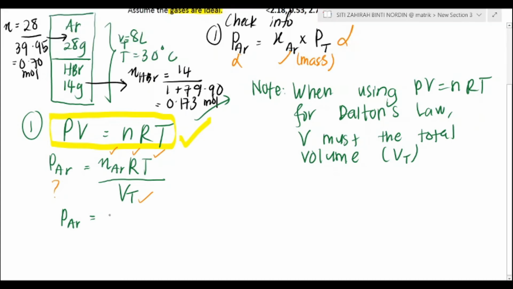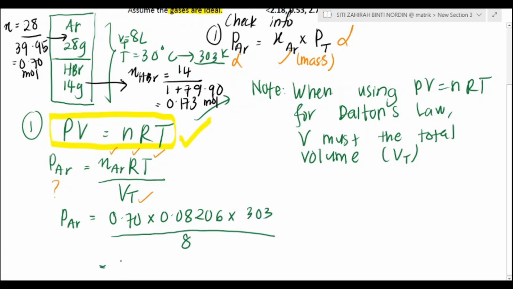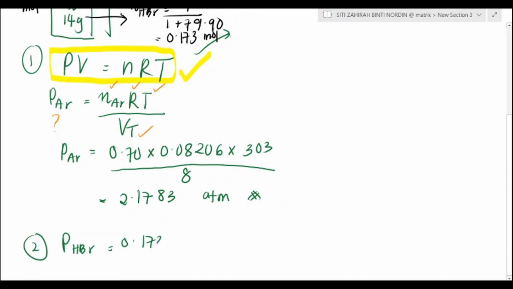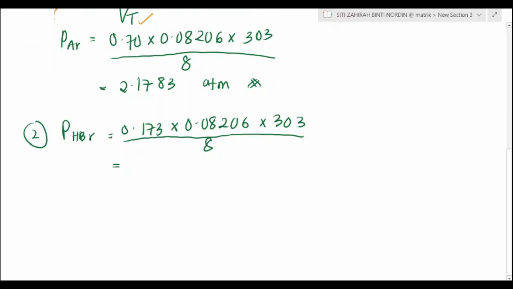Substitute your moles into your ideal gas equation. So mole Ar 0.70 times R, 0.08206, times temperature. Remember class, the temperature must be converted to Kelvin when we are using the gas equation, so that would be 303 Kelvin, divided by total volume 8. So that would be 2.1783 atm. Second is to find the partial pressure for HBr. The mole is 0.173 times 0.08206 times 303 divided by 8.